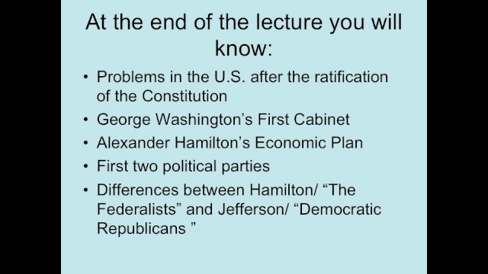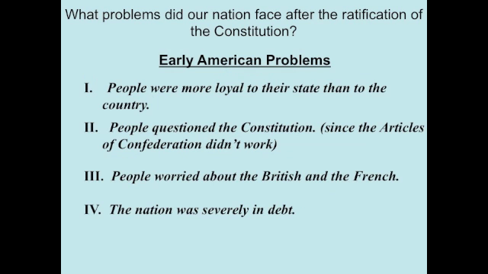Before we officially begin, let's take a look at what you will have learned by the end of today's video. First, you will learn about the problems that the U.S. had when George Washington becomes president. Then you're going to learn about the key players in President Washington's cabinet, followed by Alexander Hamilton's plan to deal with the economic problems facing the U.S. Finally, you're going to learn about the first two political parties and the different points of view between Alexander Hamilton and Thomas Jefferson. So let's get started.